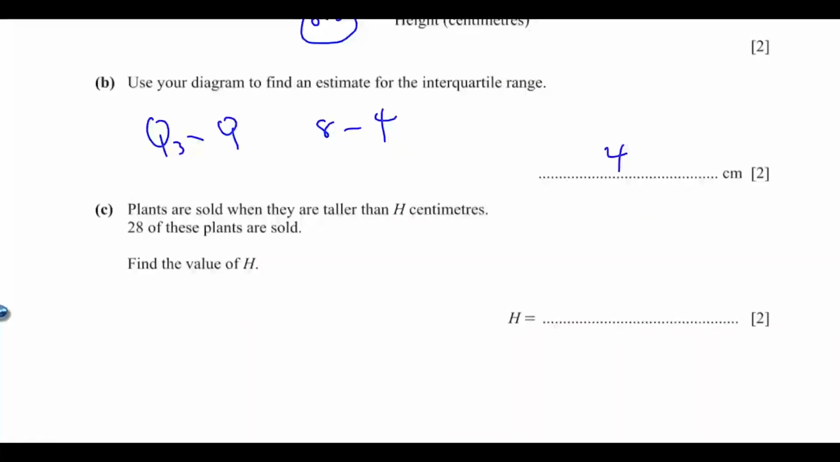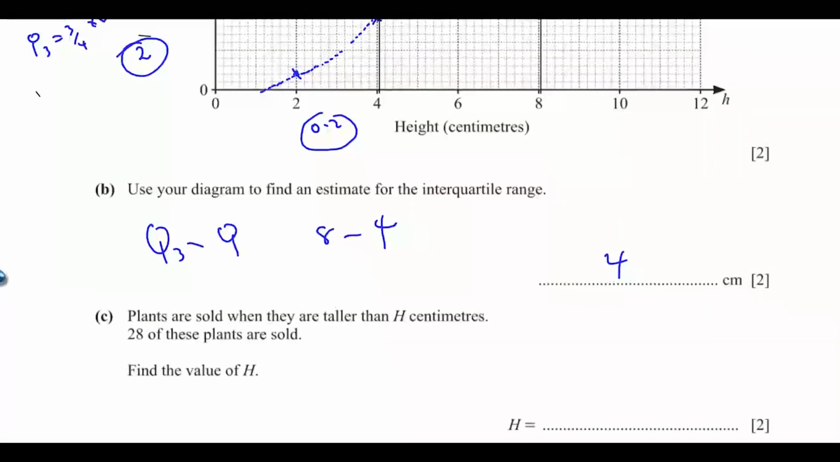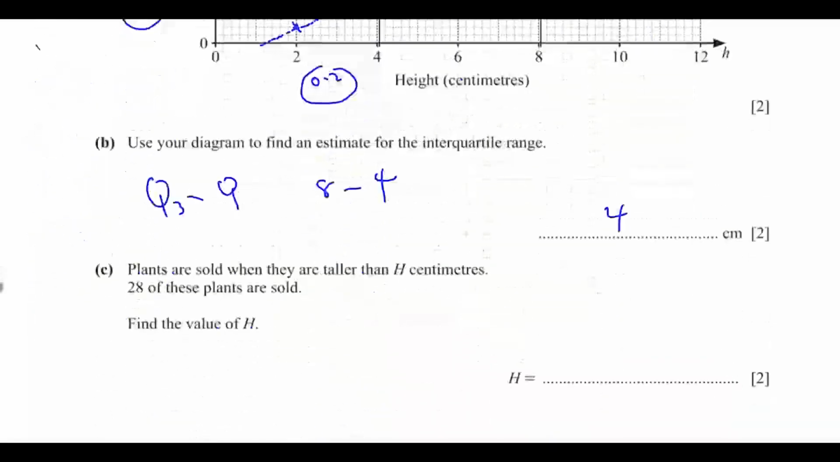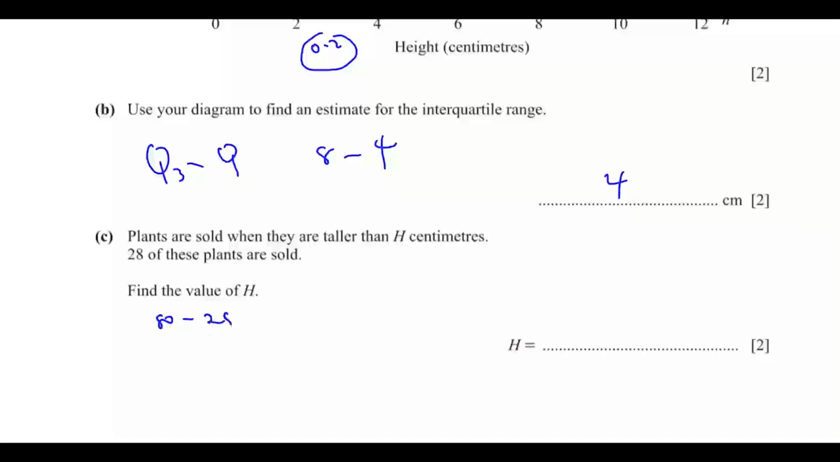So what we need to do here is to find the corresponding height when the cumulative frequency is 52. Okay, why? Because we have to do 80 minus 28. If we do 80 minus 28, we get 52. So this is what we need. So we need those that are taller than 8 centimeters. Okay, so we need the plants that are taller than 8 centimeters, and 28 of these plants are sold.